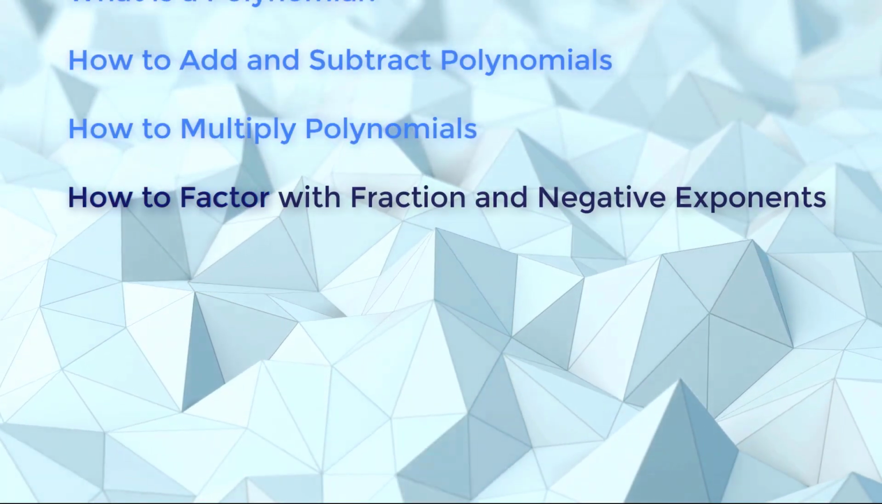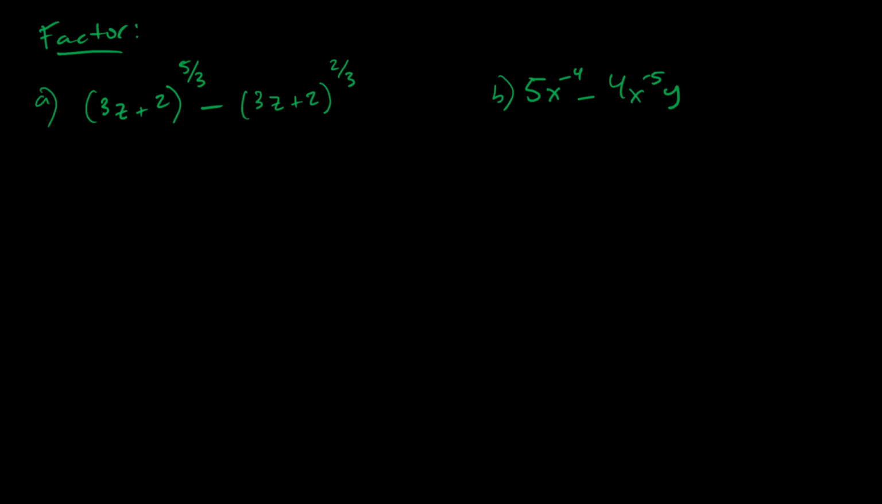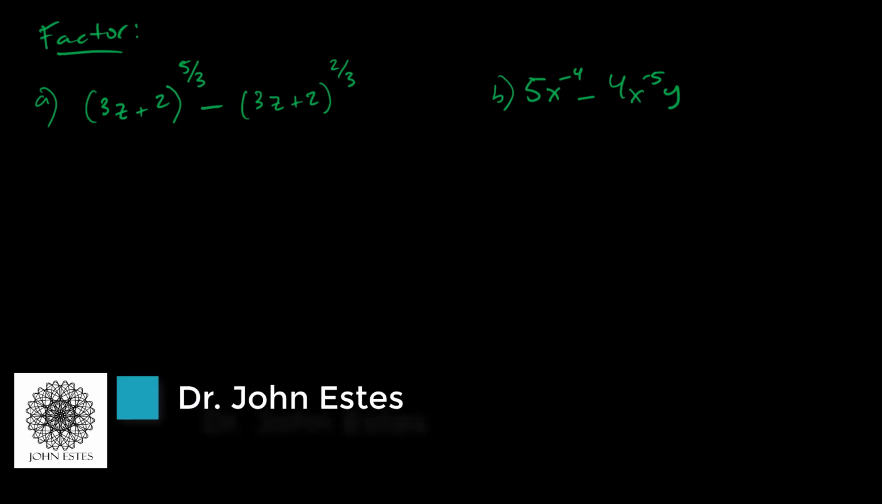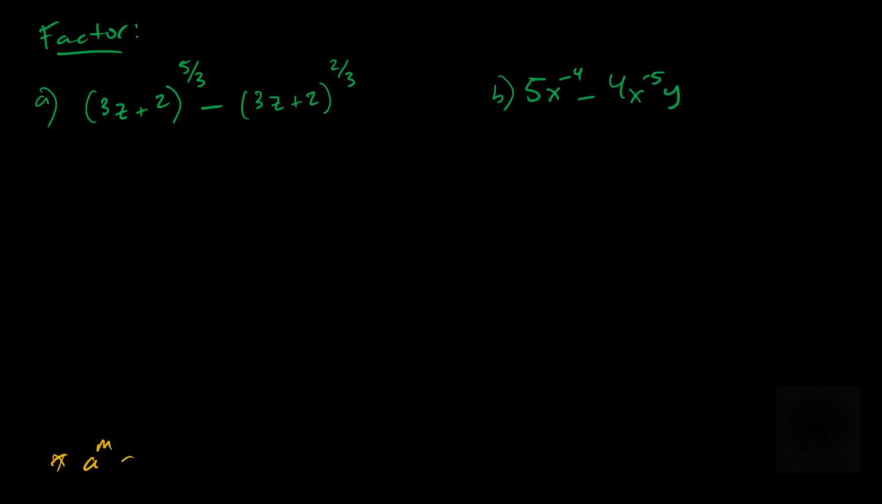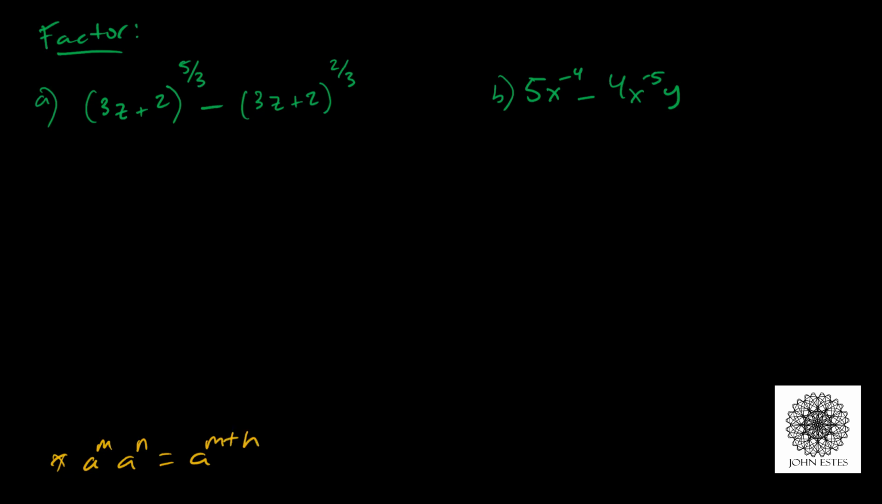Look at a few examples of factoring with greatest common factor. These look a little different than your standard ones, but the principles still apply. Something very critical to understand here is that if I have a to the m times a to the n, that's the same as a to the m plus n, and we'll rely on that fact heavily in these examples. Other than that, the principles still remain the same.